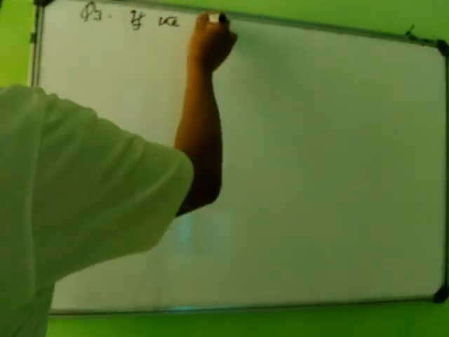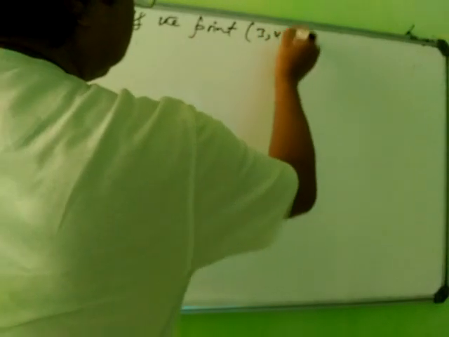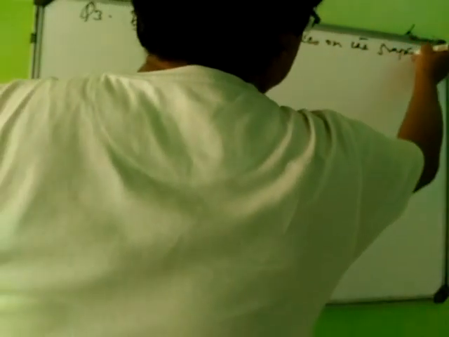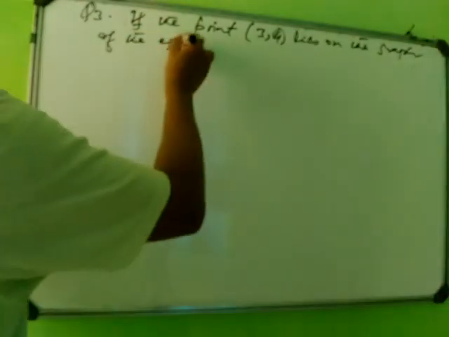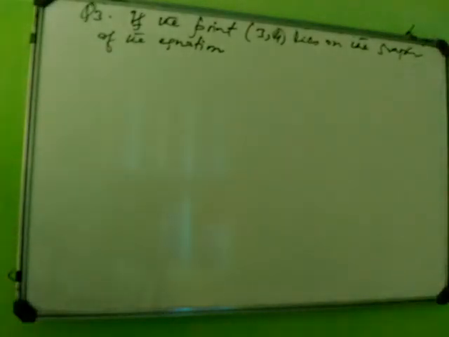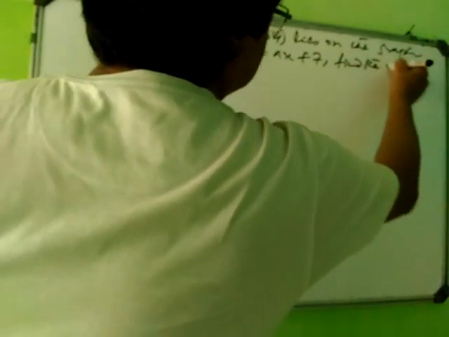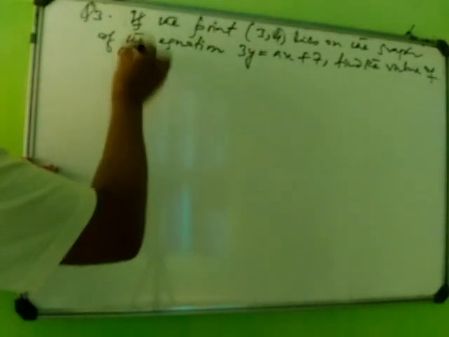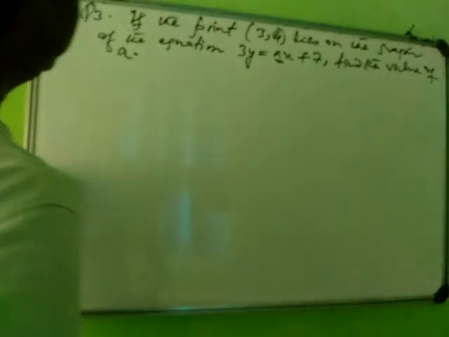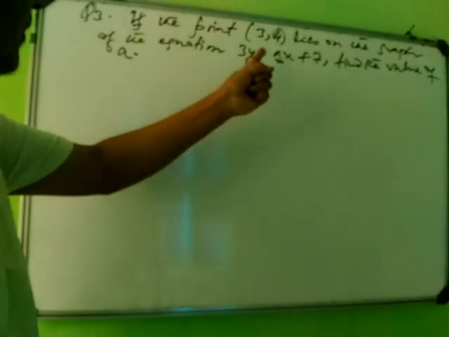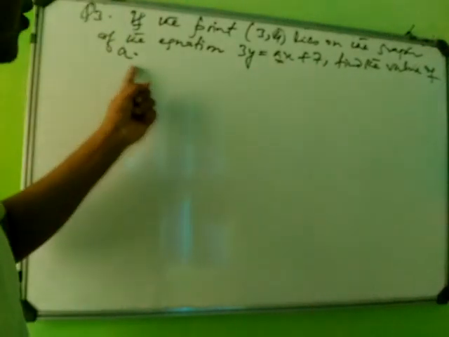Let us come to question number 3. If the point 3, 4 lies on the graph of the equation 3y equals to ax plus 7, find the value of a. So you want to find this value of a.